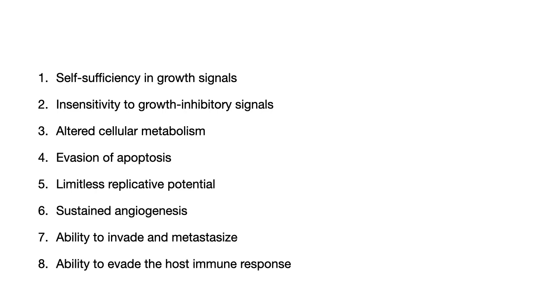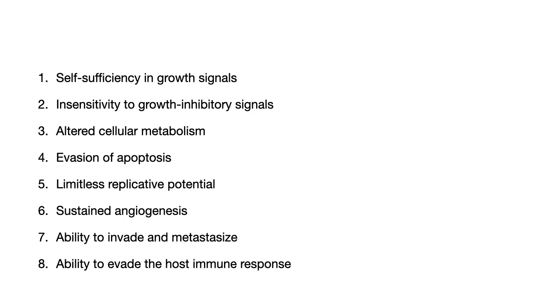Tumor cells, especially malignant cells, display what is known as the Warburg effect or the Warburg phenomenon, where they switch to glycolysis despite adequate amounts of oxygen and intact ATP synthesizing machinery and oxidative phosphorylation. This is known as the Warburg effect or aerobic glycolysis. Number 4 is evasion of apoptosis. Number 5 is limitless replicative potential.